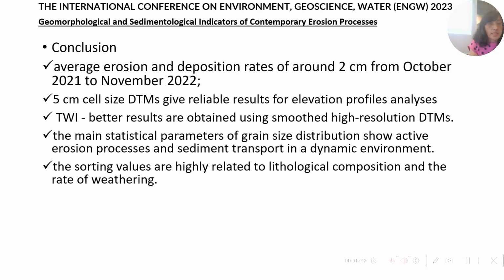The sorting values are highly related to lithological composition and the rate of weathering. For this small area, the climate and meteorological conditions are important for the transport of the material and the accumulation, but they cannot give information about the changes between the different parts of the slope. In this relation, lithological composition and the rate of weathering of the rocks are more important.